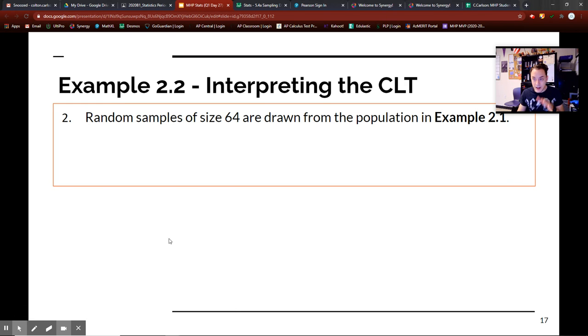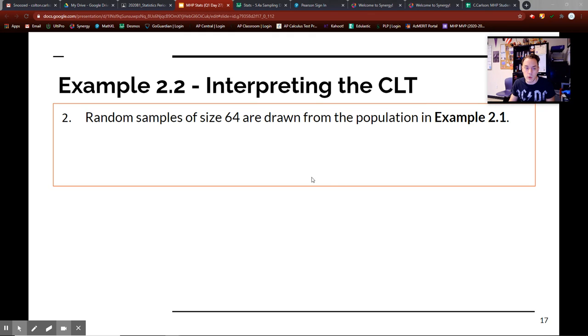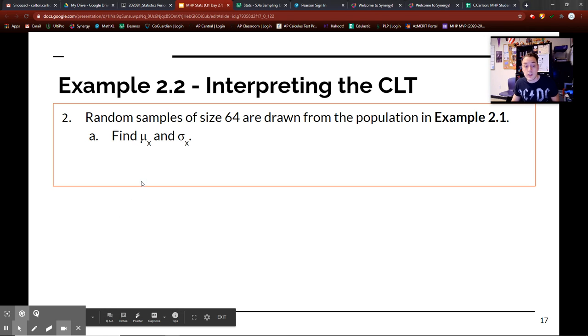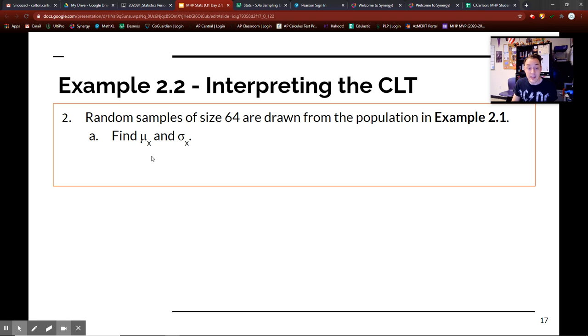What if I continue with the same data? So I'm going to use the same things from example 2.1, but now I'm not going to do a sample of 100. I'm going to do a sample of 64. I still want to find the mean of my sample means right here, my mu sub x bar.